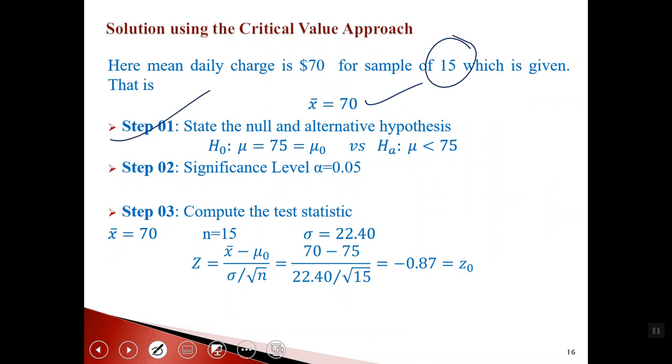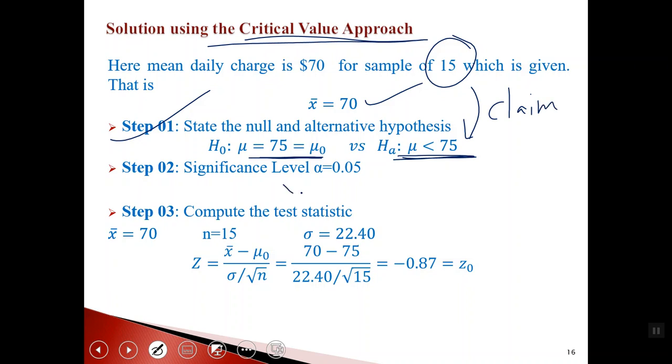So step number one, mention the hypothesis. We are using the critical value approach first, next the p-value. H naught: mu equals 75. Alternative hypothesis: they have mentioned less than, so mu less than 75. This should be your claim.